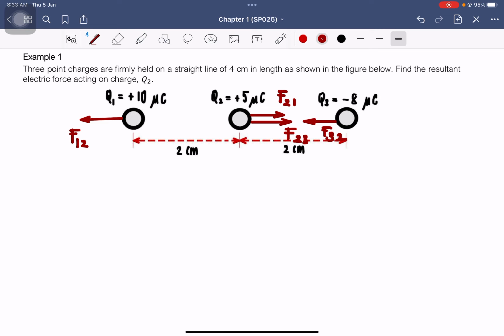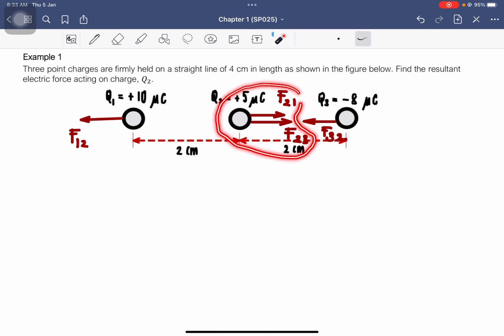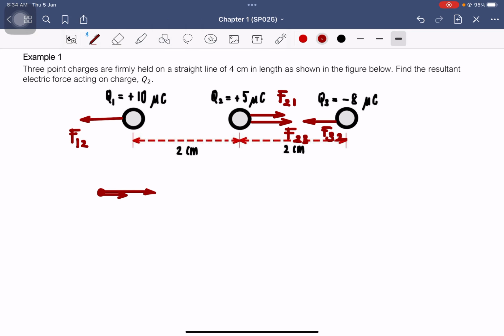Okay, so after that, we will only be focusing on this charge here. So we don't look at this charge anymore because we already know what is being experienced by charge number 2. So now, let's draw a charge here. Okay, so this is what is experienced by charge number 2, F21, F23. Okay, so the arrow doesn't tell you about the magnitude of the force, it's just my drawing.